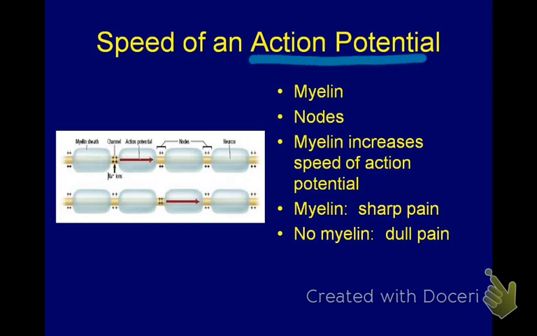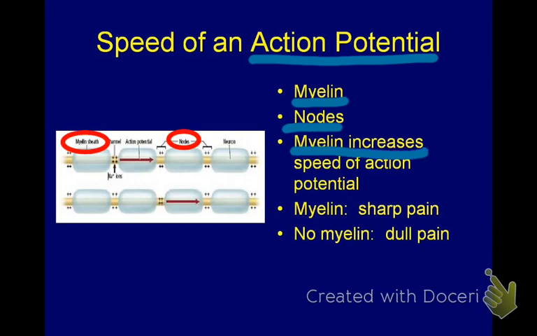Action potentials, the nerve impulses, can move at different speeds depending on the situation of the axon. If the axon is insulated, it's covered by these little bluish, whitish marshmallowy things called myelin. This is myelin right here. They look like little marshmallows. In between the myelin are these areas called nodes.